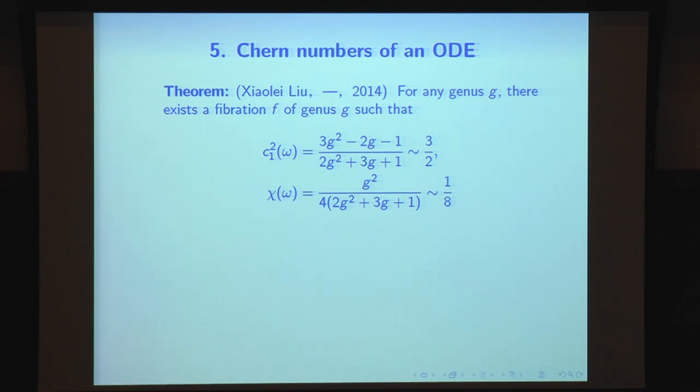Okay, in order to know the properties of the modular invariants of the ODE, we needed to compute some examples to get some information about these invariants. Here is an example. We constructed some family of curves of genus G satisfying this. G can be arbitrarily large, but the Chern numbers of the corresponding ODE are not big.